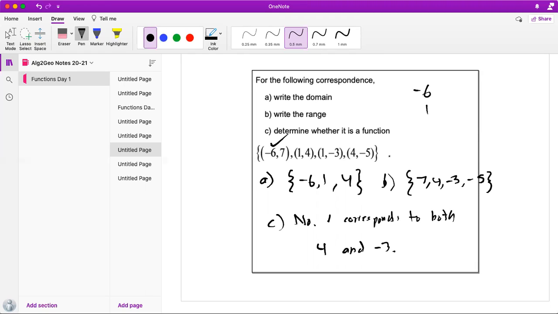Just so we can see this in this other method, if we write the domain values and then the range values, -6, 1, and 4 are the domain values. Range values are 7, 4, -3, and -5. And -6 goes to 7, 1 goes to 4, and 1 goes to -3, and 4 goes to -5. The problem is this right here. The 1 is going to two different things. That makes it not a function.